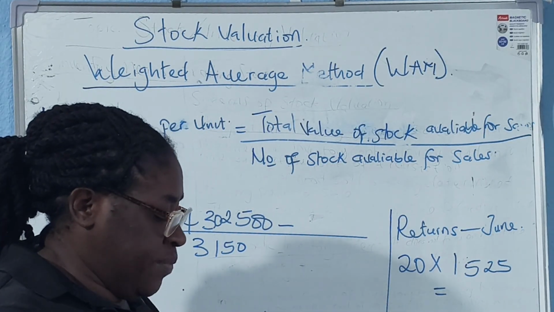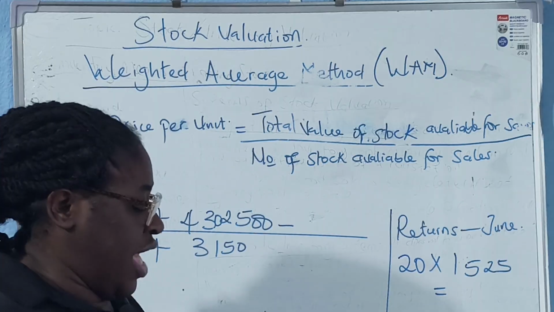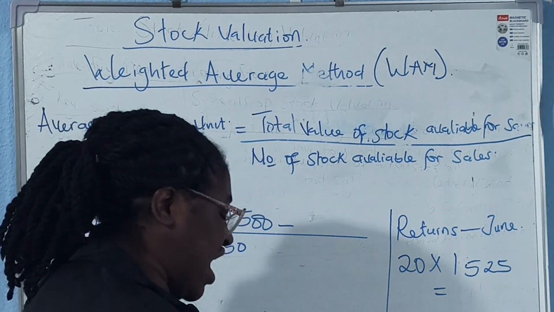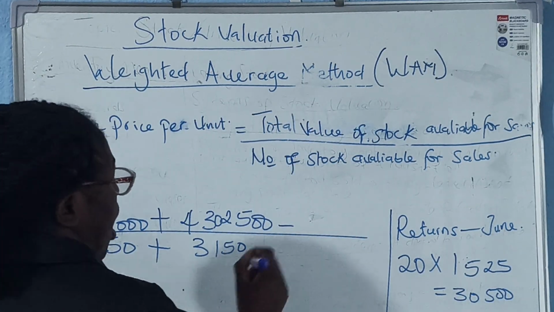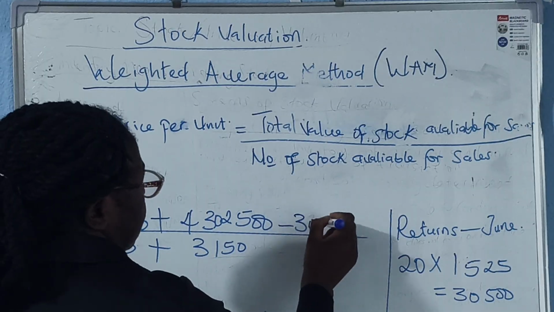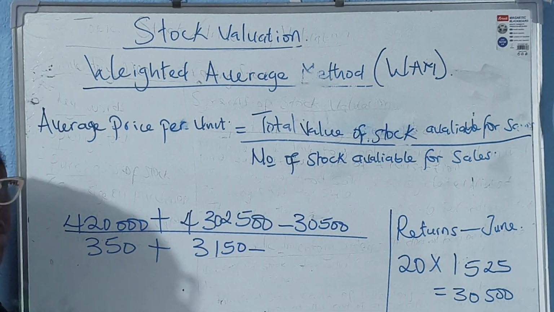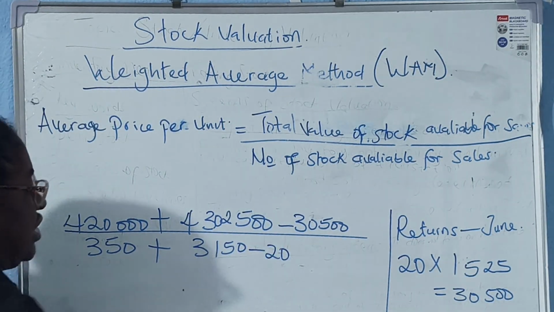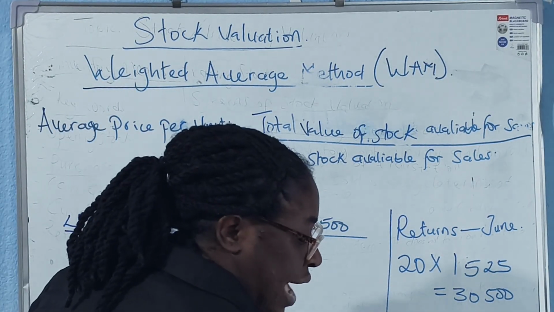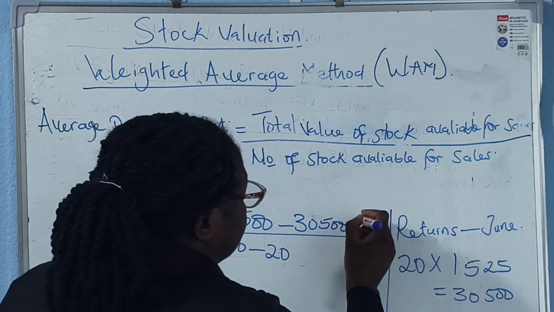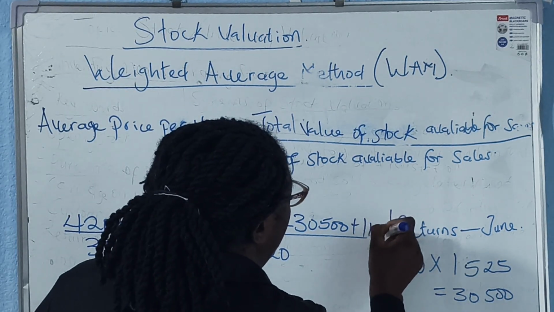So we say 20 times 1,525, and that should give me 30,500. So I'm going to minus the value of my returns, which is 30,500, and that makes me take out the unit of my returns, which is 20. Then our carriage, we were told that the total carriage for the year is 110,400.